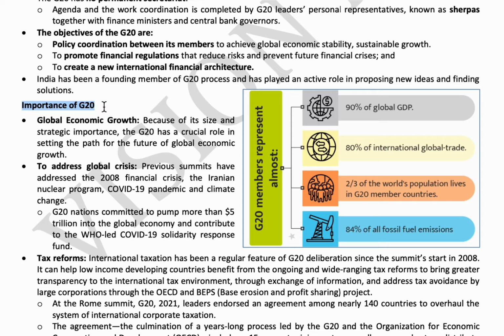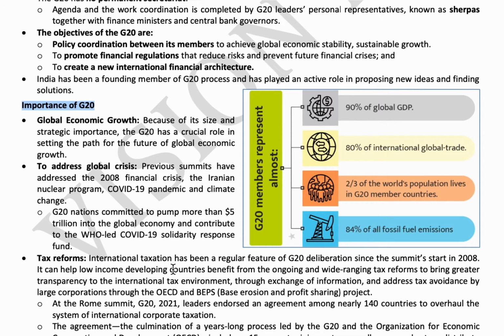It is because 90% of global GDP is within these G20 countries. Not only that, 80% of international global trade, two-thirds of the world population lives in G20 countries, and 84% of fossil fuel emissions are from these G20 countries. So, to strategically develop the world or to financially help countries develop, G20 plays a major role.